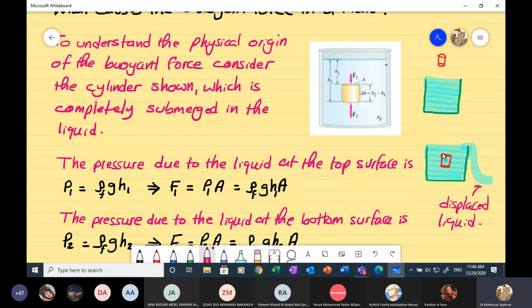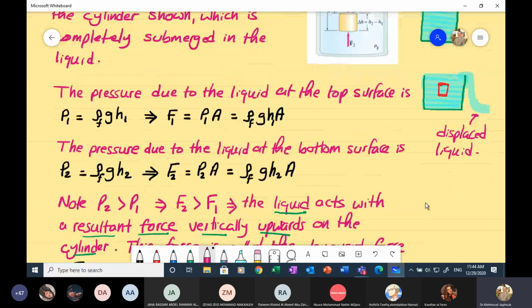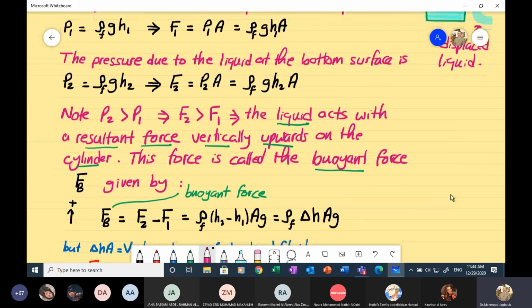Now, since the object is fully under the surface of the liquid, this cylinder is fully submerged in the liquid, the volume of the displaced fluid will be equal to the volume of what? Of the cylinder. Yani, let's suppose that this cylinder has a volume of 100 centimeters cubed. How much volume of water will come out? If this is 100 centimeters cubed, 100 centimeters cubed, exactly the same volume as the cylinder.